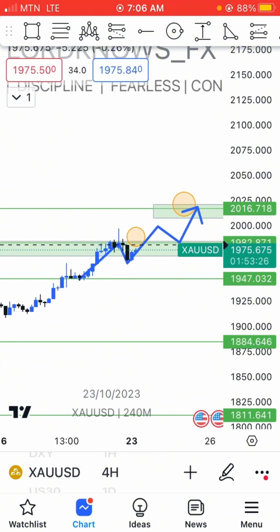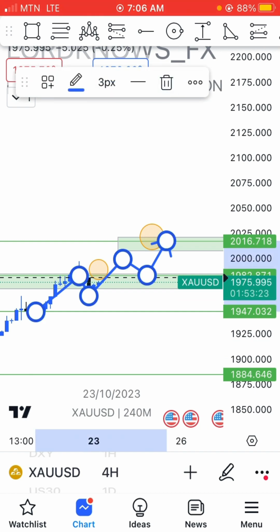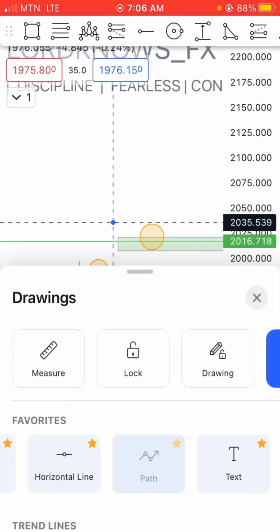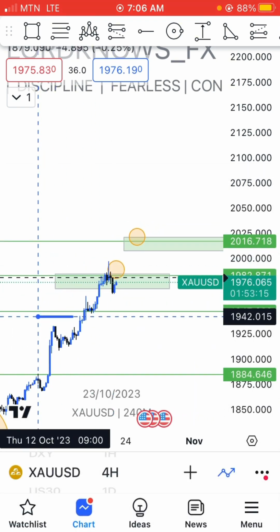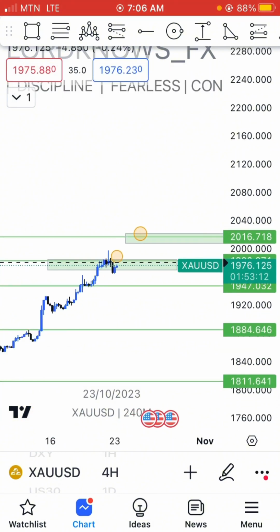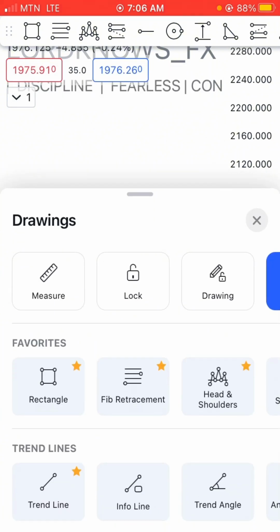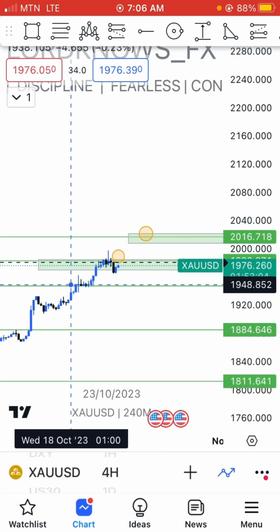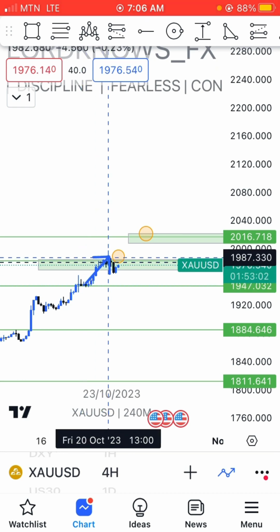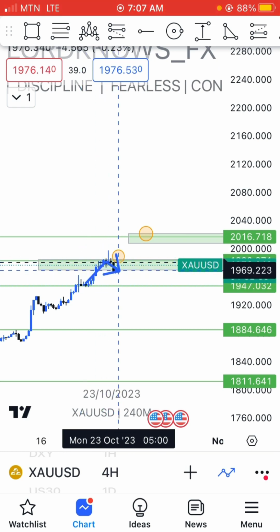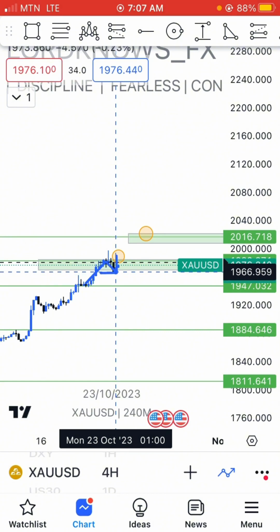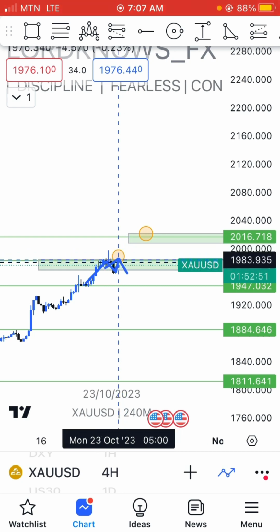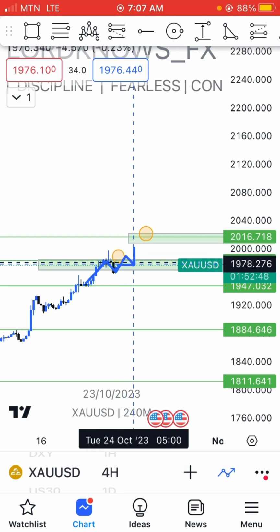So this is what I'm talking about. If there's a break here, let me draw it again so that you see it clear. So if there is a break, this is what I'm talking about. I'm going to use the path. So let's see, if there's the resistance, there's a small pullback. Pullback is when it's trying to reject the key zone. Then if there is a break of this key level, there will be another pullback to this side before it moves up.